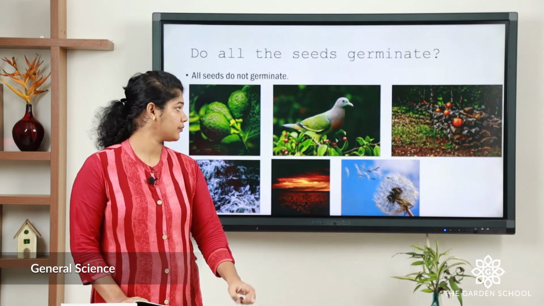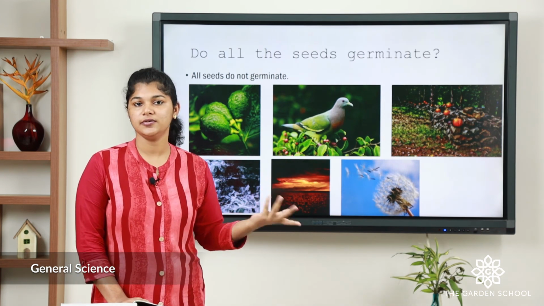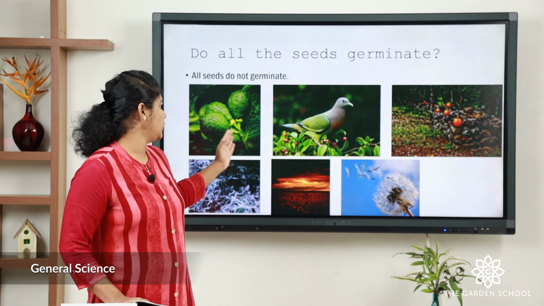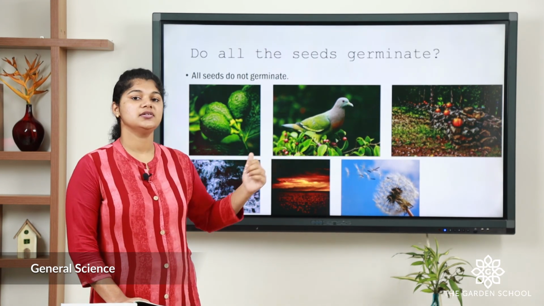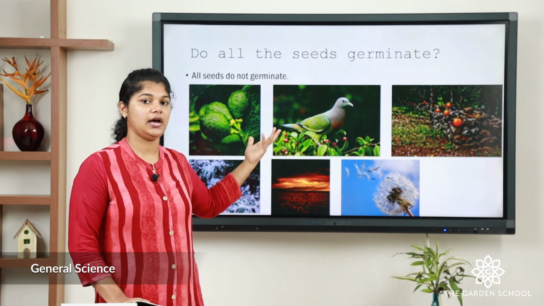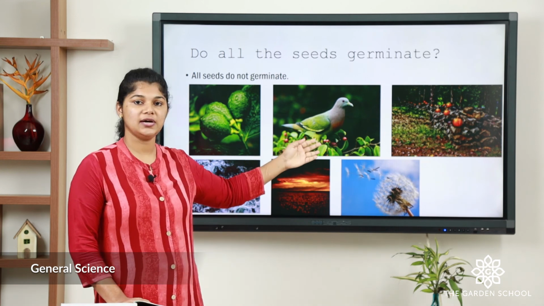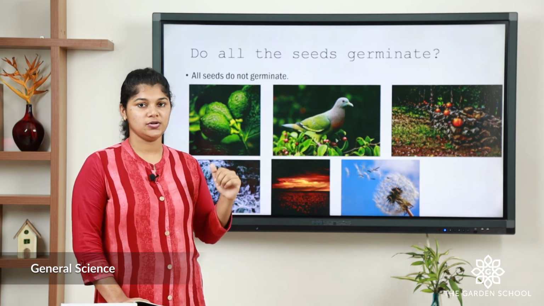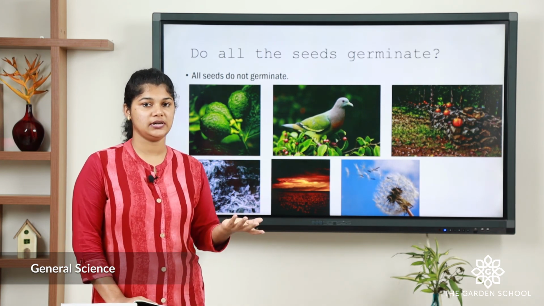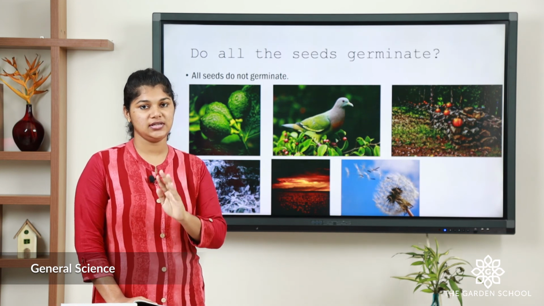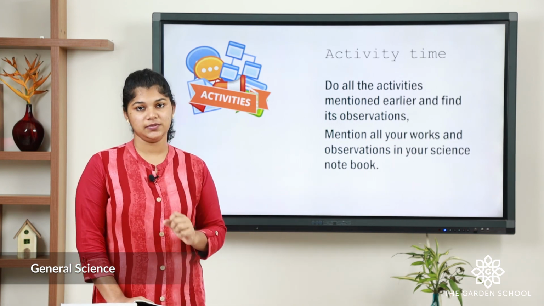Let's see. Do all the seeds in the world germinate? No. Why? Because if you take the seed from a raw fruit, it will not germinate. Similarly, seeds that are taken away by animals or birds will also not germinate. Seeds that fall on rocks will also not germinate. And seeds that do not get proper warmth, air, sunlight or water will not germinate. So I have already given the 3 activities in this class.